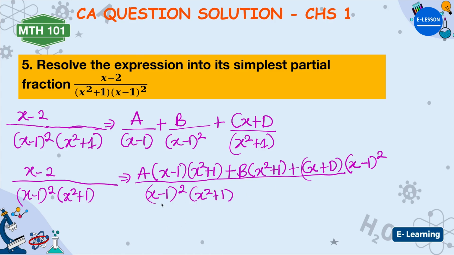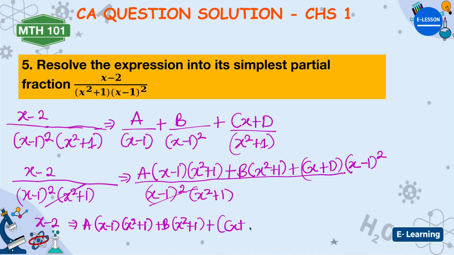All right? This is what we are going to have. Now, at this point in time, these two places, they are the same. What we have here and what we have here is the same. So they can cancel out since they are on different parts of the equation. Now, when they cancel out, my dear student, what we are left with will be x minus 2 is A bracket x minus 1 bracket x squared plus 1, plus B bracket x squared plus 1, plus (Cx plus D) bracket x minus 1 squared. Is that okay? That is what we are going to have.